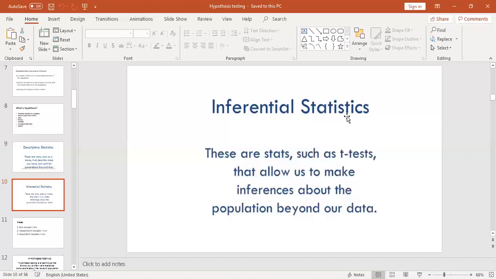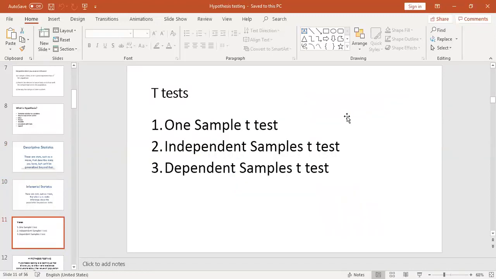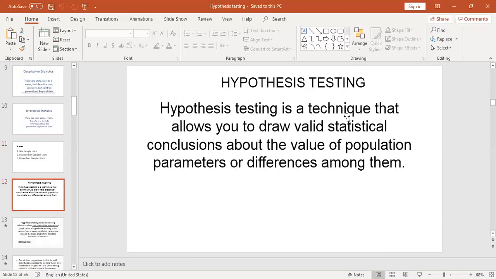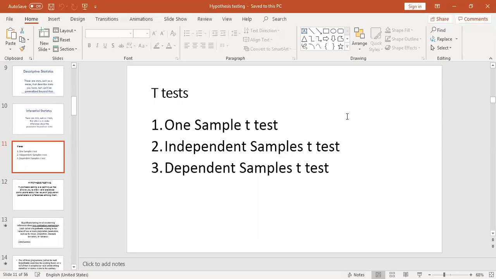So these allow us to make inferences about the population, which goes beyond our data set, which goes beyond the descriptive statistics. So when we talk about the t-test, we are going to discuss one sample t-test, independent samples t-test, and dependent samples t-test. We are going to discuss this in detail in the second, third, and fourth parts of the video.